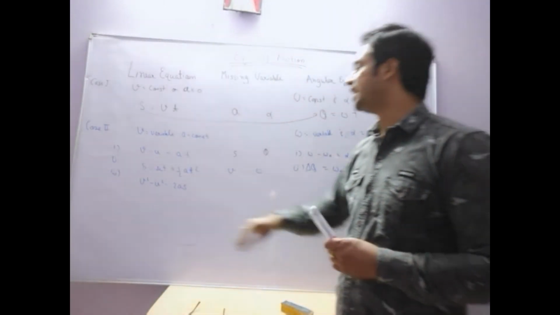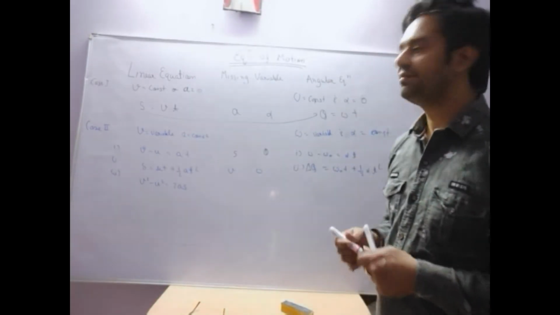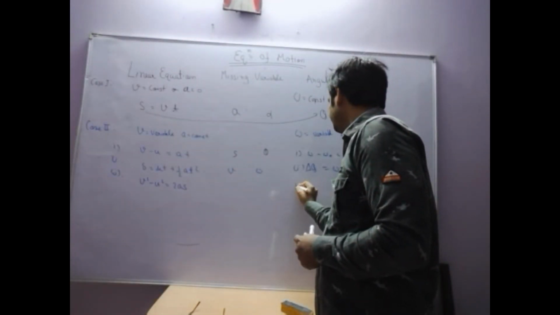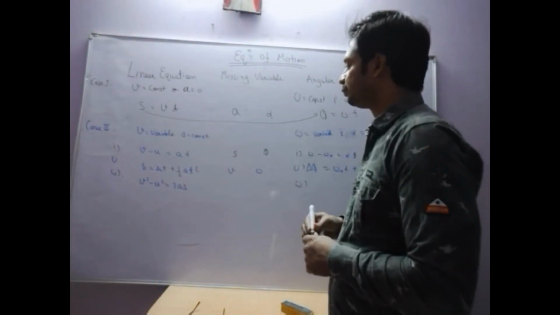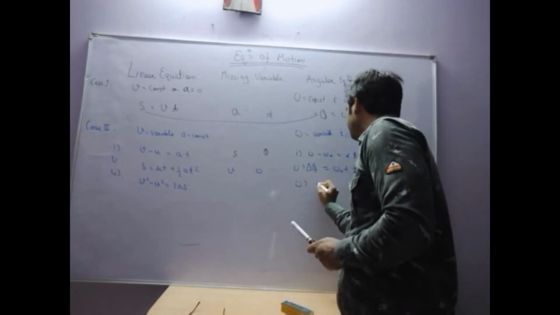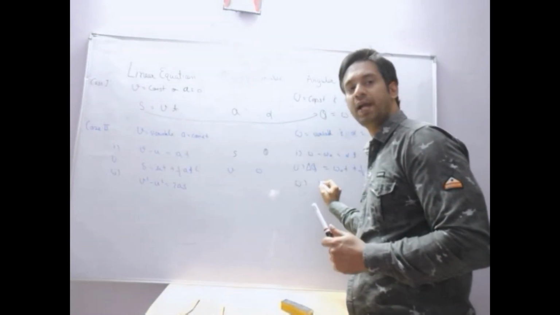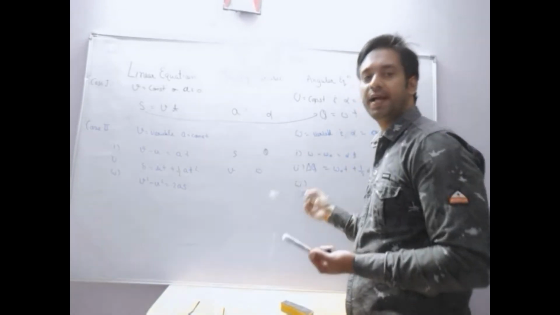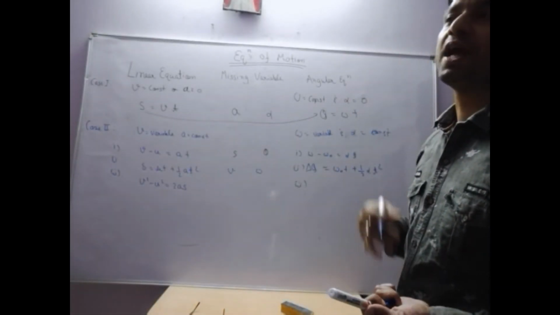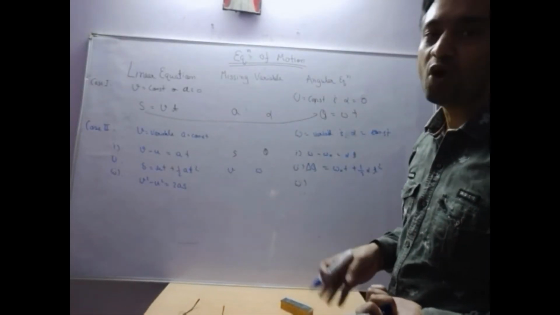In the third equation, the time variable is missing. In place of v, we can put omega. In place of u, we can put omega naught. In place of a, we can put alpha. In place of s, we can put theta.